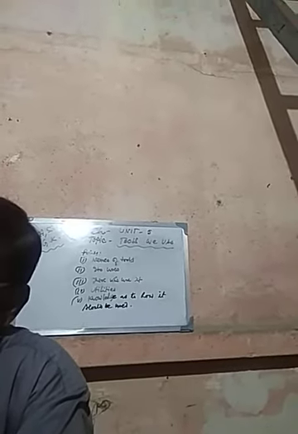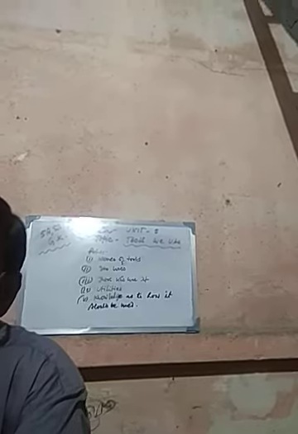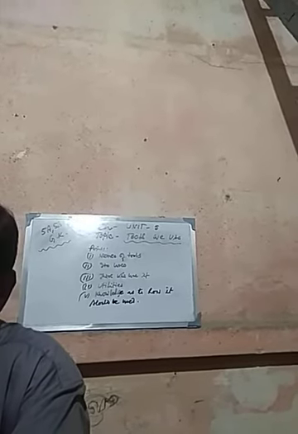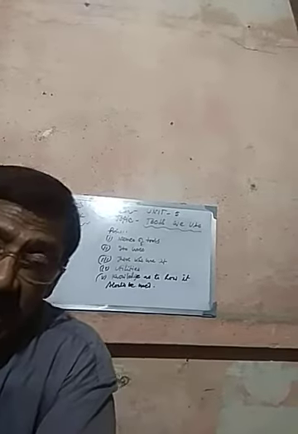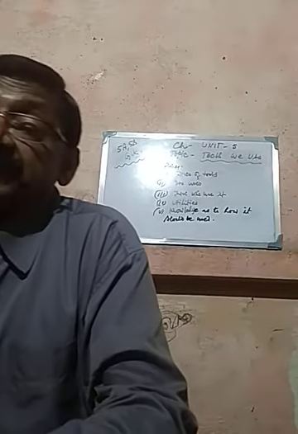Already unit 5, heat words, page number 47, I have taught you, and today I am going to teach you tools we use. Open at page number 48. Here are the points mentioned on the board: names of tools, their uses, who uses them, utilities, and knowledge as to how they should be used. These are the points I am going to explain.